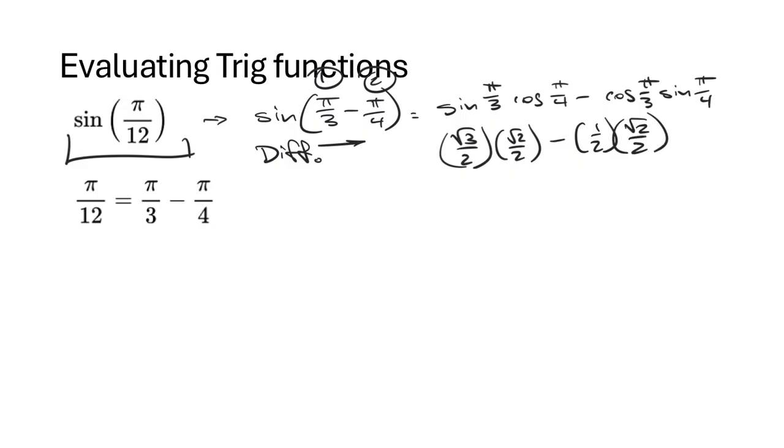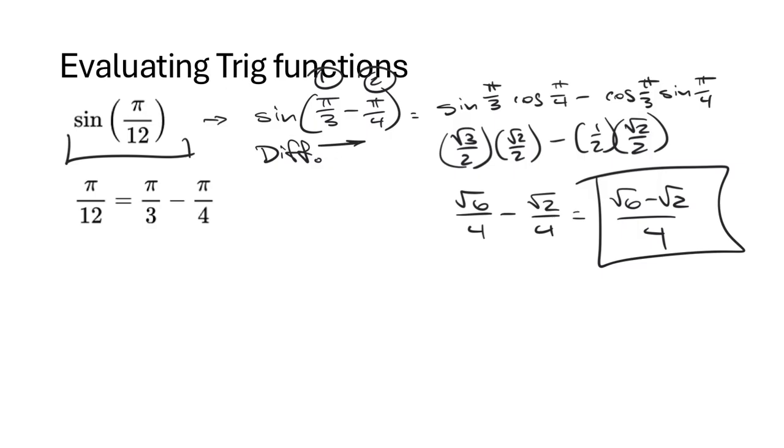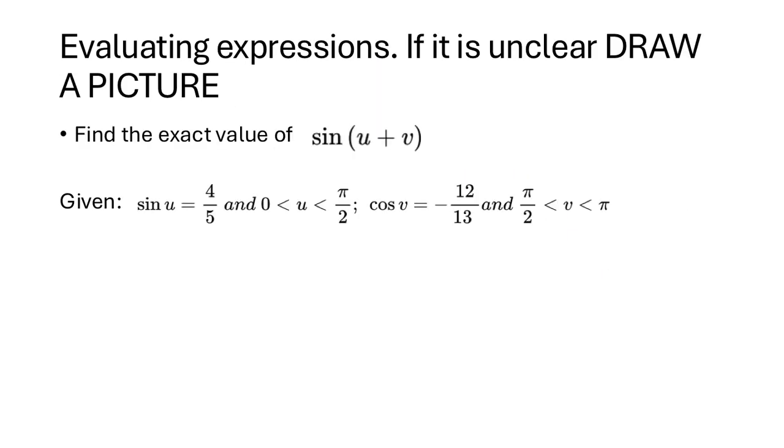We're going to multiply and combine like terms. I have radical 6 over 4 minus radical 2 over 4, which is radical 6 minus radical 2 over 4. Final answer. This would be our exact answer. If you needed an approximation, you would put this into your calculator and round, truncate, whatever the instructions given to you are. So now we're going to find the exact value of sine of u plus v.